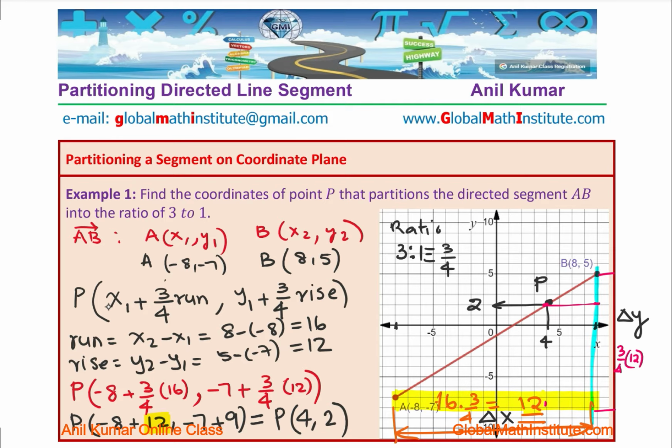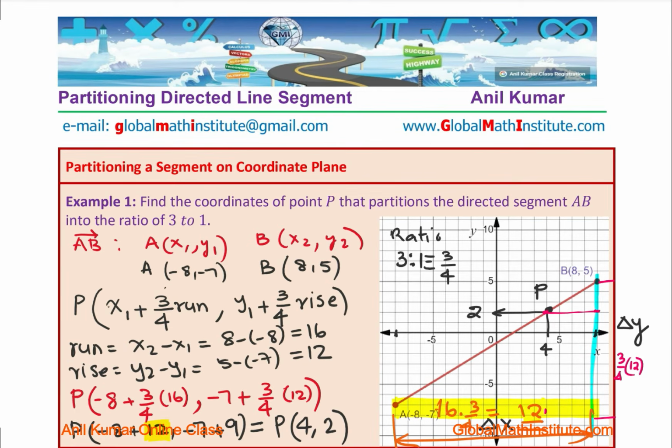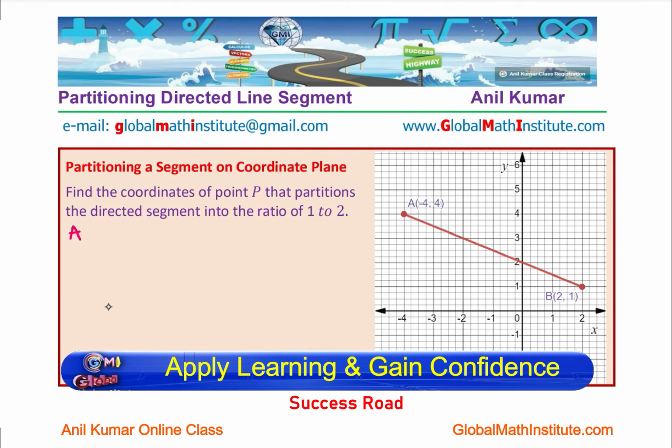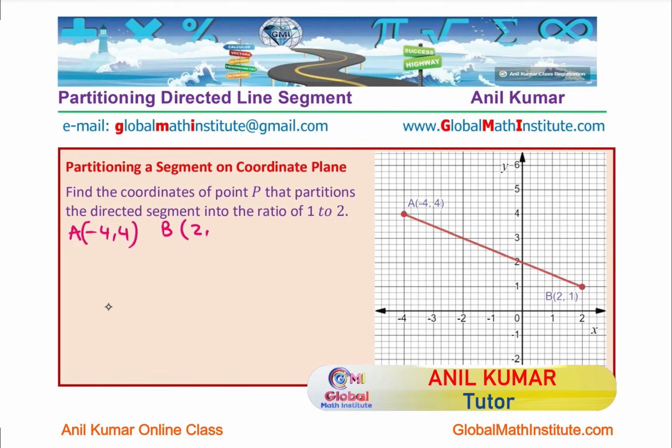Perfect. Let's do one more example just to confirm. So here's our second example. I'd like you to pause the video and answer this question. Let me write down clearly the points given to us. So point A, which we have, is minus 4, 4. Point B is 2, 1. And the ratio is 1:2. That really means 1/3, correct?